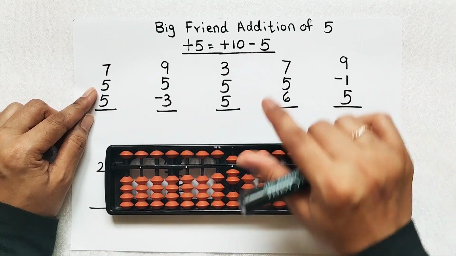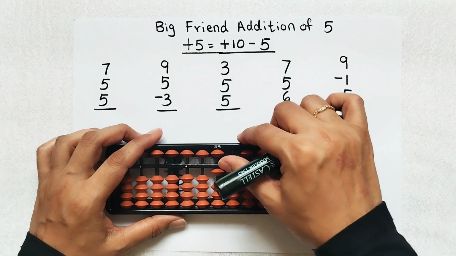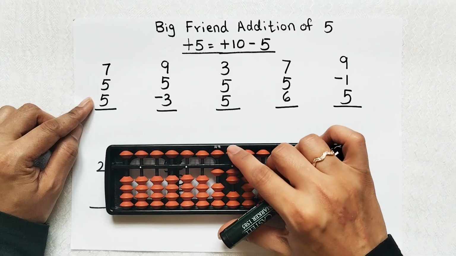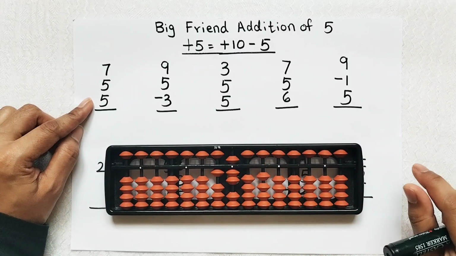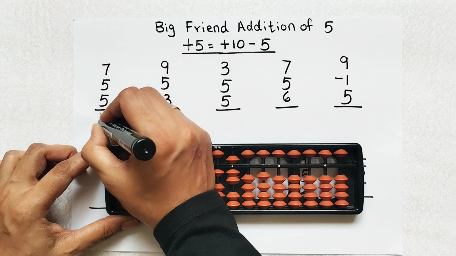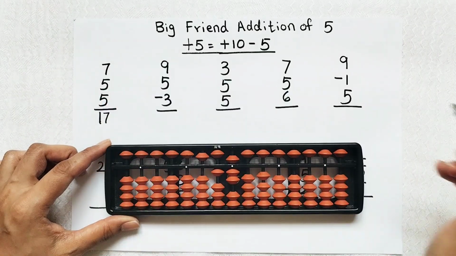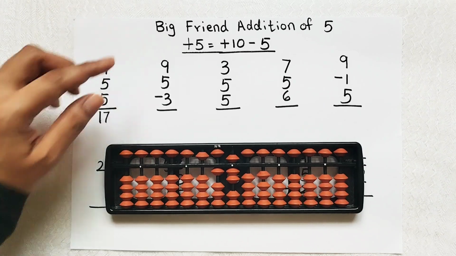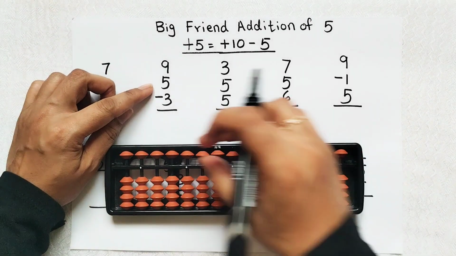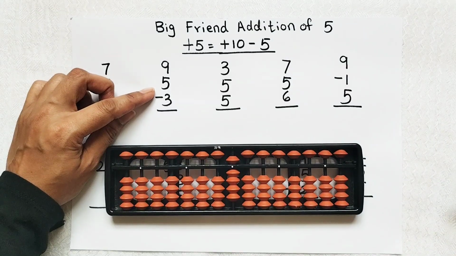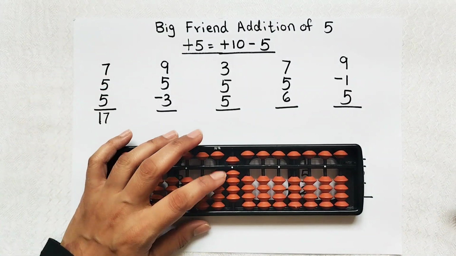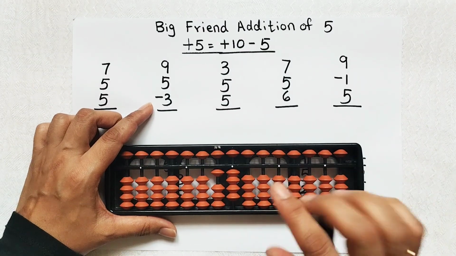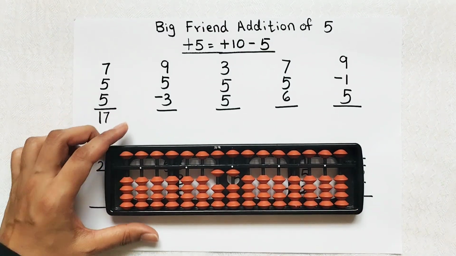So, the formula is plus 10 less 5. Again, add 5. Can we do it directly? Yes, we can. So, my answer is 17. Next one, 9 plus 5 less 3. 9 plus 5. Again plus 5. Add 10 less 5. Less 3. So my answer is 11.